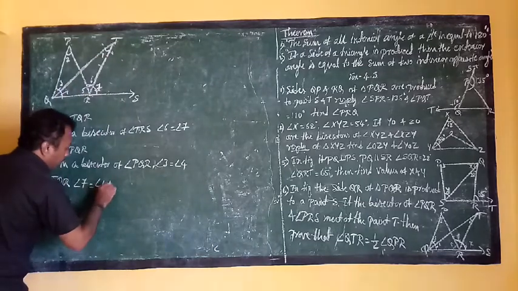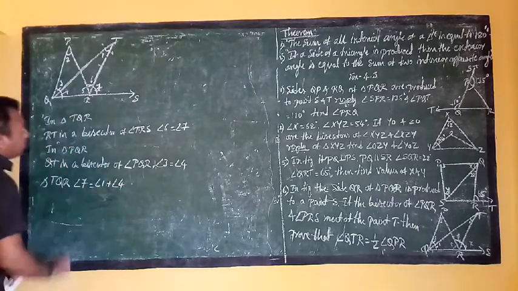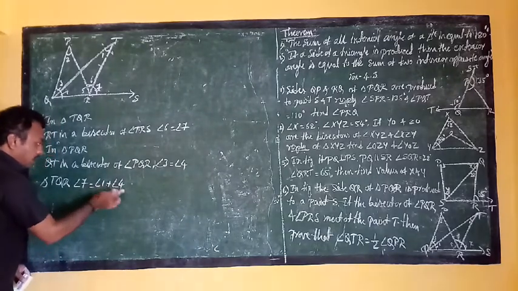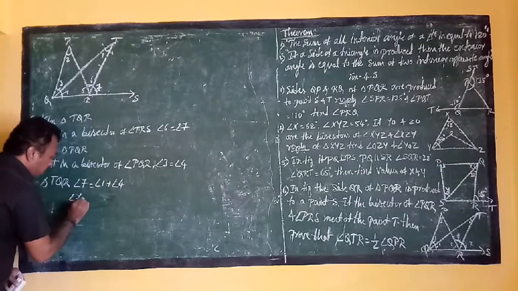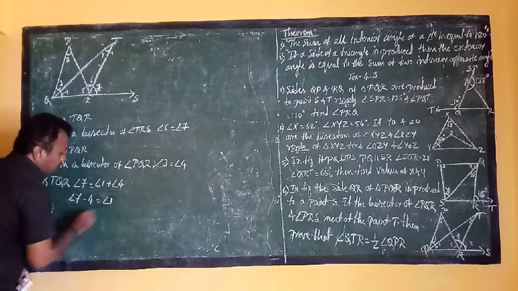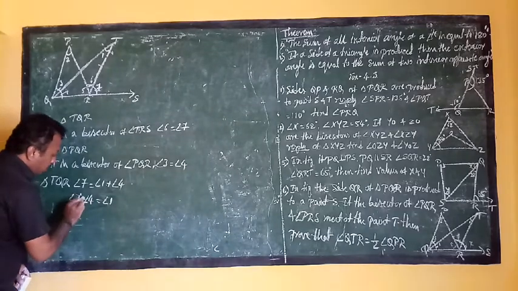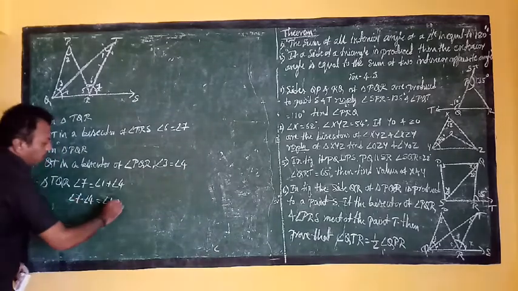Therefore, angle 1 plus angle 4 is equal to angle 7. Okay. I will extract angle 1. If I send angle 4 across, angle 7 minus angle 4 is equal to angle 1. Okay. Angle 7 minus angle 4 is equal to 1. Call it equation number 1.